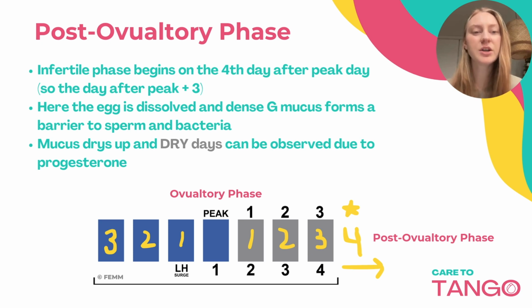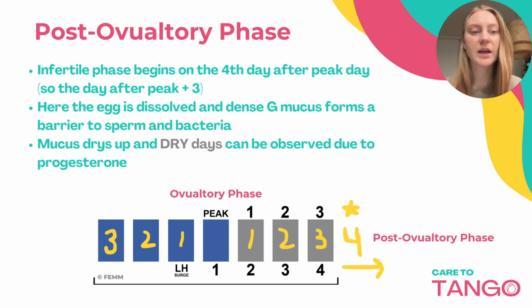So your post-ovulatory phase is the phase where you are no longer fertile. This phase begins on the 4th day after peak day, so the day after peak +3, and here the egg is dissolved and the dense G mucus forms a barrier to keep sperm and bacteria out. Mucus dries up and those dry days can be observed due to progesterone. So your post-ovulatory phase is going to be the day after peak +3.